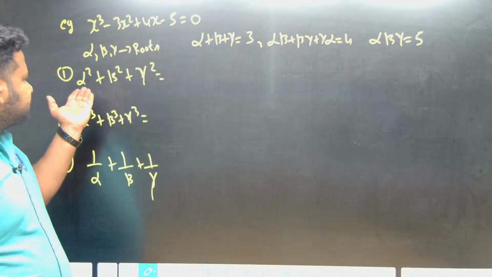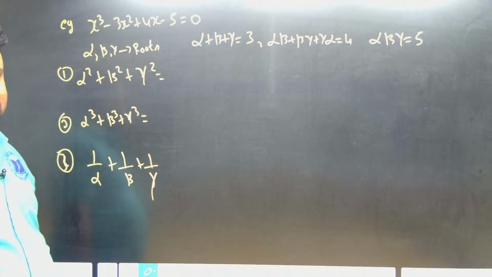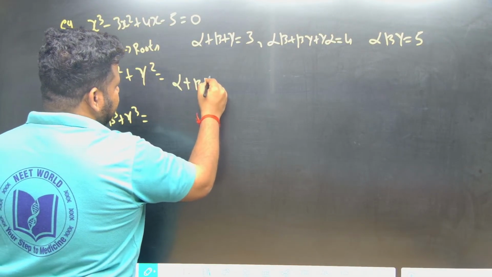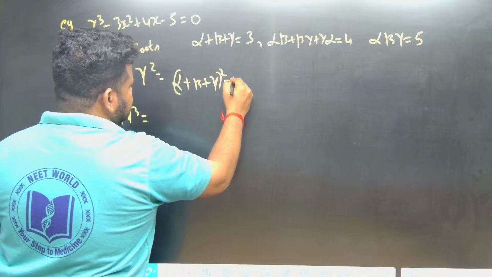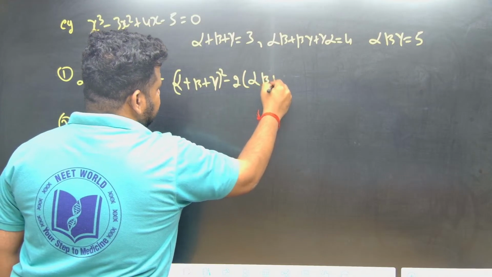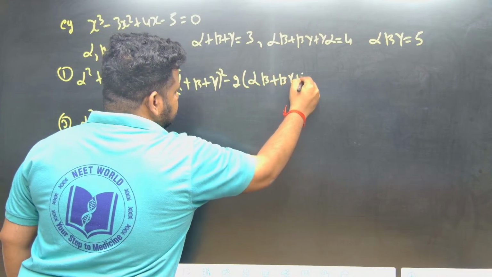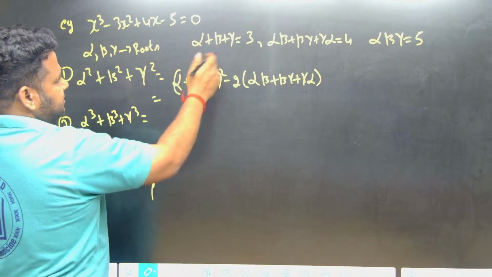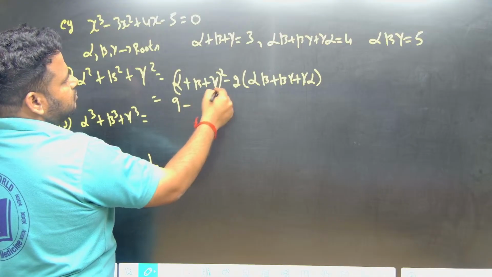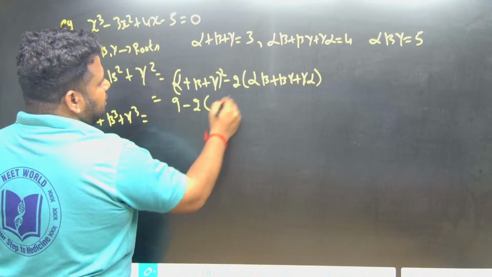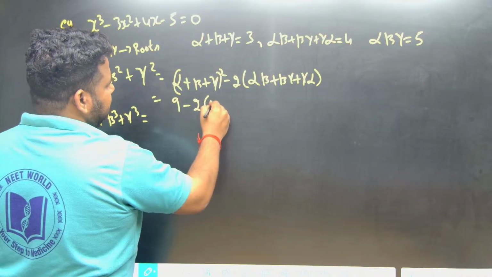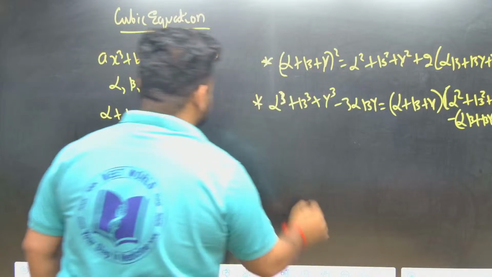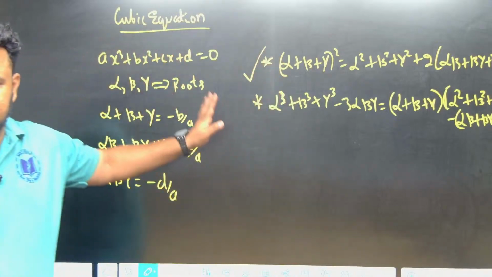Now alpha square plus beta square plus gamma square, they are asking. How to find this one? We will write alpha plus beta plus gamma whole square minus 2 times (alpha beta plus beta gamma plus gamma alpha). Just put these values. Alpha plus beta plus gamma is 3, and 3 square is 9. Minus 2 into alpha beta plus beta gamma plus gamma alpha, which is 4. So 9 minus 8 is equal to 1. So we are using this result, friends.